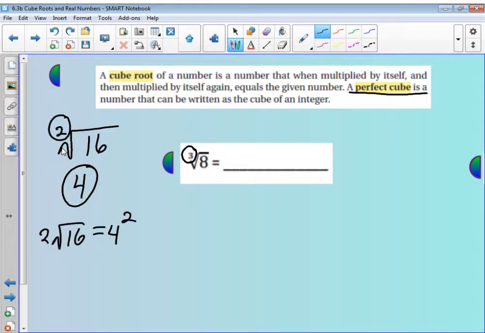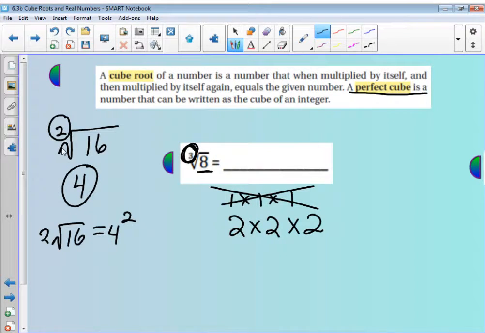So here we need to find what number times itself 3 times would give us 8. So we're going to just do trial and error. 8's a pretty small number. We could start with 1. Well, 1 times 1 times 1 is just going to give us 1, so it can't be that one. So let's try 2. If I were to do 2, 2 times 2 is 4. 4 times 2 gives me 8. That's what I needed. I needed to get 8.